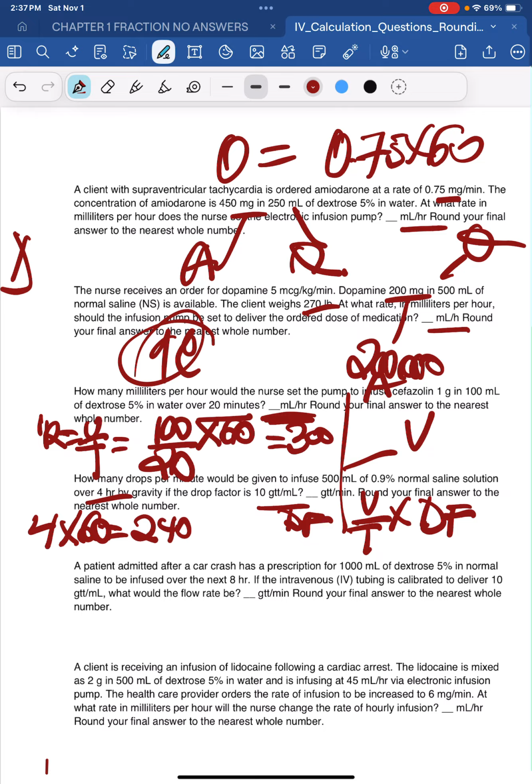Let's move on. Next one. What are we looking for? Well, we are looking for drops per minute. That is your thing right there. Your volume is there. Your drop factor is there. Your time is right there. Convert that time to minutes by multiplying 8 by 60, and the answer is going to be 480. Do your thing.